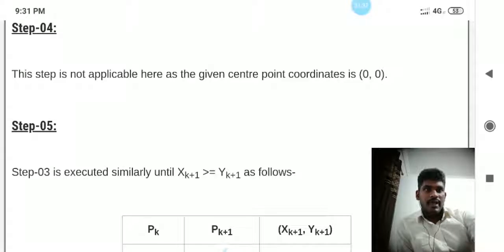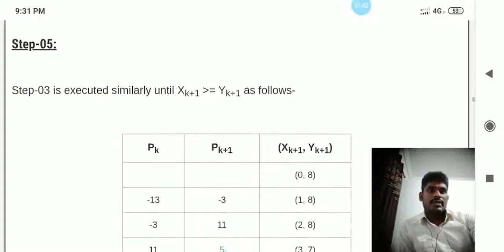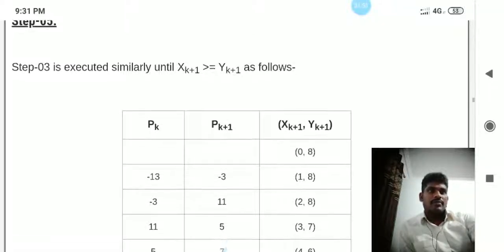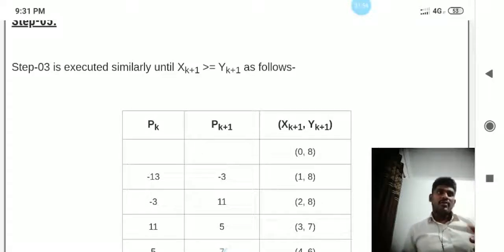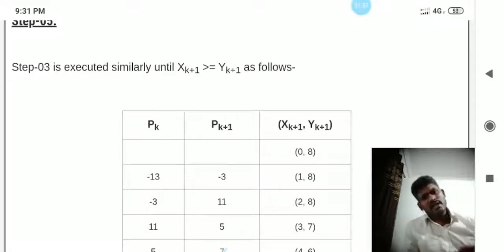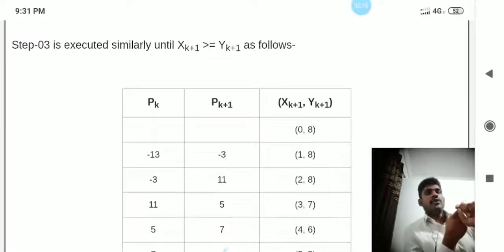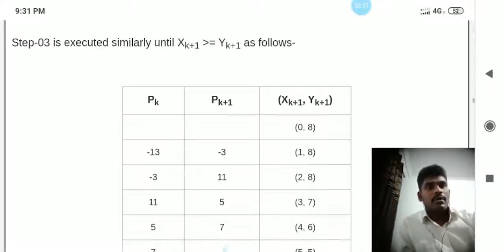Step 4 is not applicable here as the given center point coordinates are 0, 0. Take step 5. Step 3 is executed similarly until xk plus 1 is greater than or equal to yk plus 1. Like that, the x and y values will increase. We will find out the new coordinates of x and y until x is greater than or equal to y. Both become 1, it will go until that point.